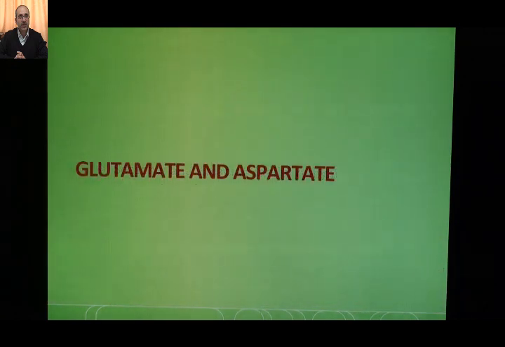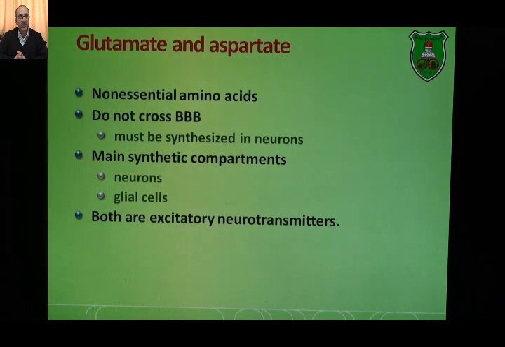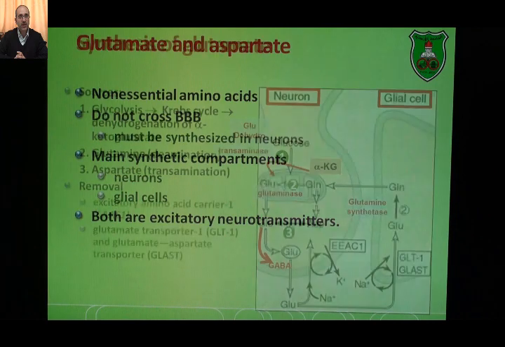So we have two amino acids that can act as neurotransmitters. One of them is glutamate and the other is aspartate. Both of them are non-essential amino acids. They cannot cross the blood-brain barrier, and that's why they must be synthesized in the neurons. There are two sources of these amino acids: neurons or the glial cells, and both are excitatory neurotransmitters.